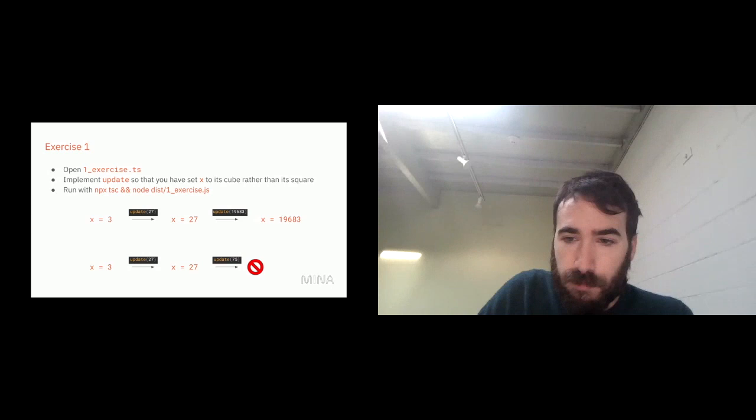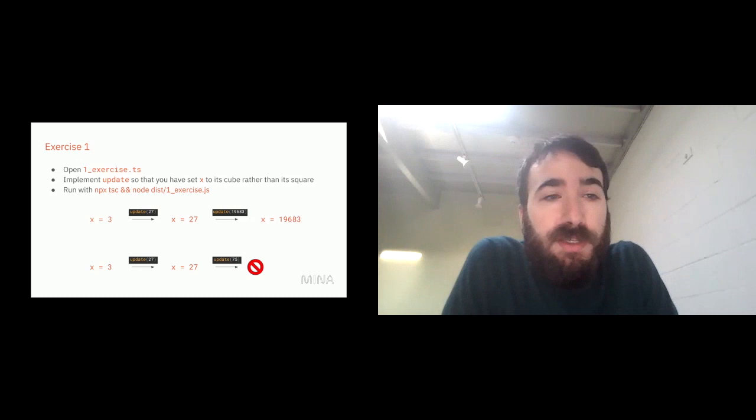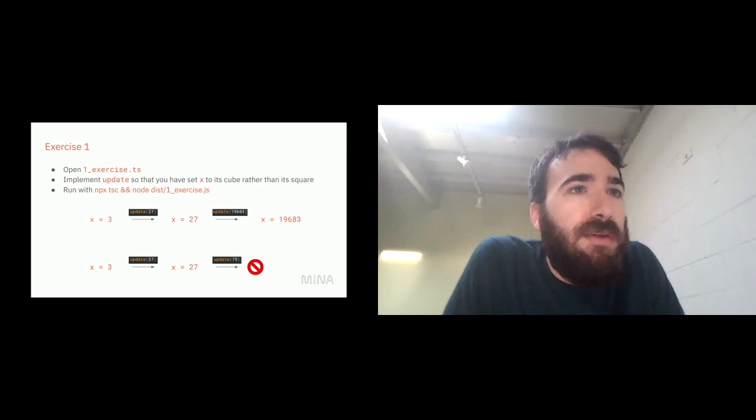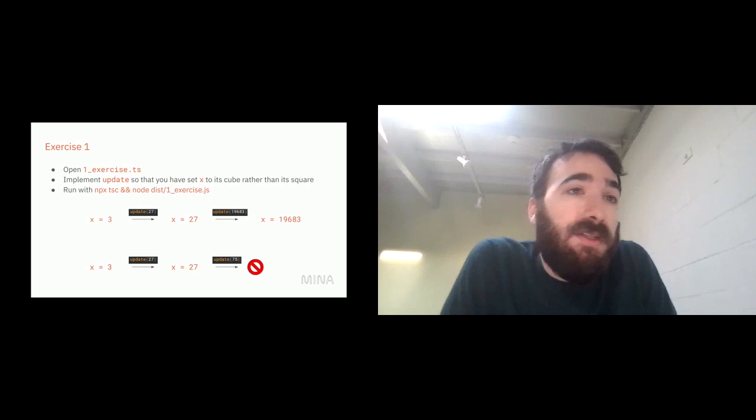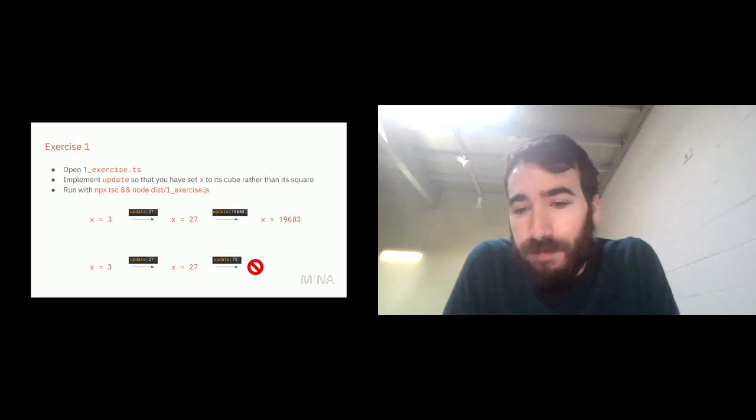Yunhan Shu is asking how to finish. Just do the to-do in the file. If you open 1_exercise.ts, you'll see on line 25, I believe, that there is an error. The goal is to update this method so that, similar to the example where we set the value to x squared, you instead set it to x cubed. Oh, you finished it 5 minutes ago. Okay, nice. You get the bragging rights.